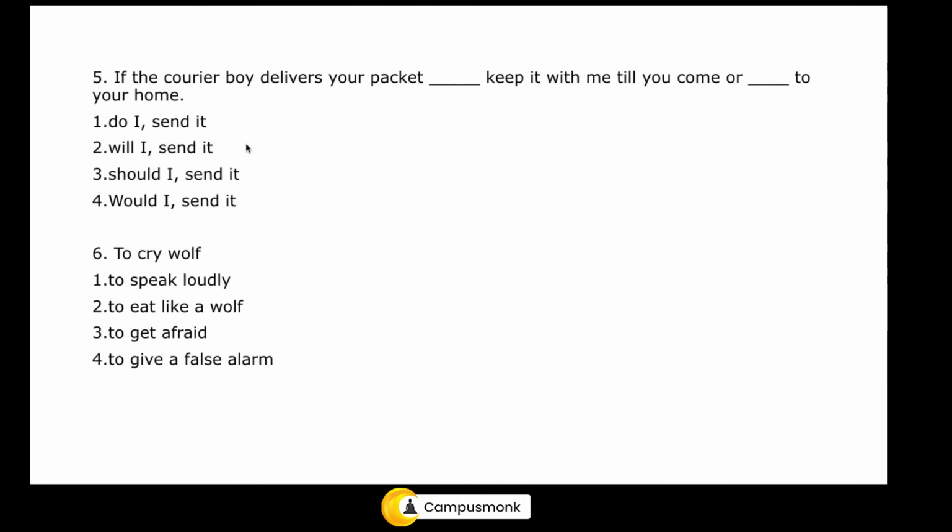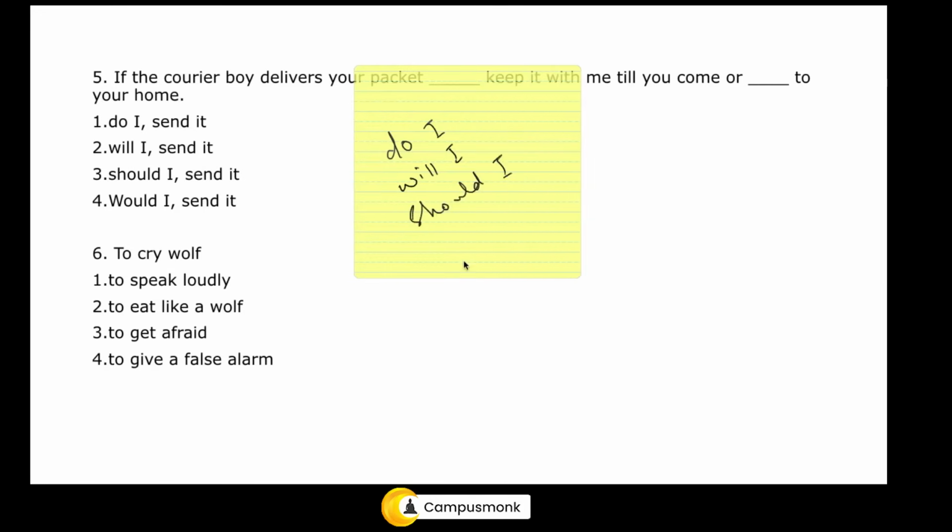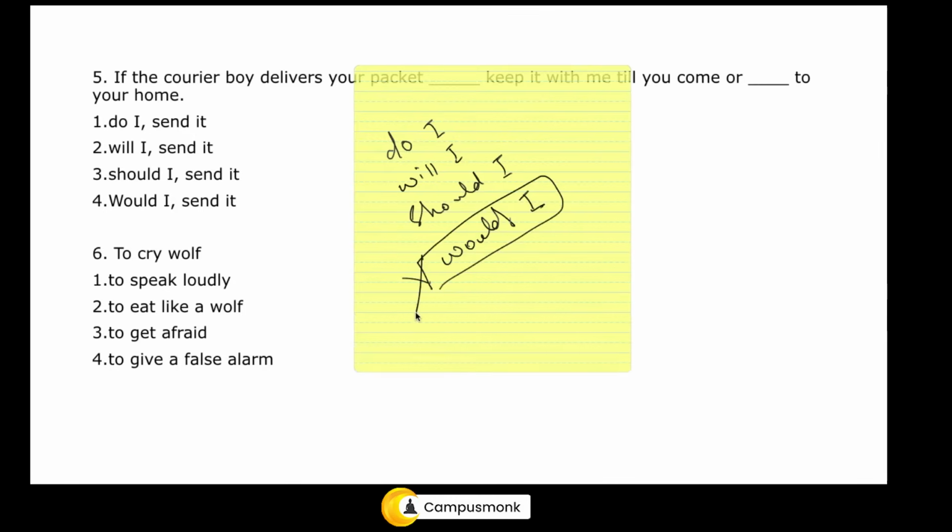So what will be my statement? My statement will be, "If the courier boy delivers your packet, dash, keep it with me till you come or send it to your home." Now you have four options: do I, will I, should I, would I. Now, would I will not be an option.